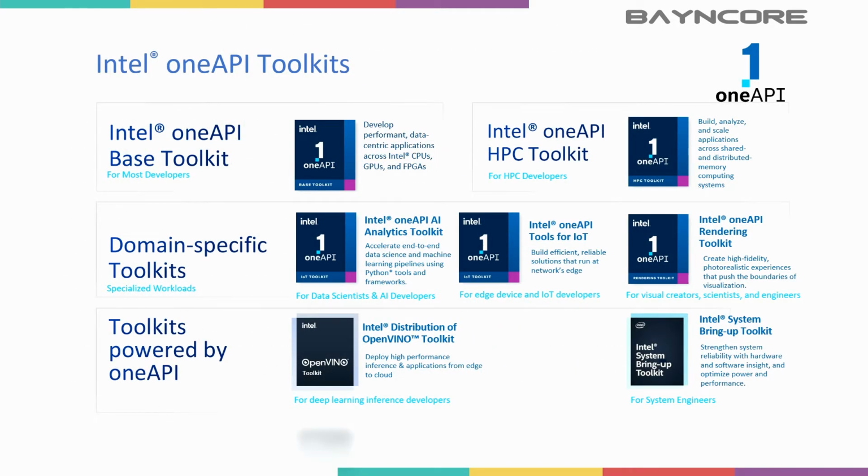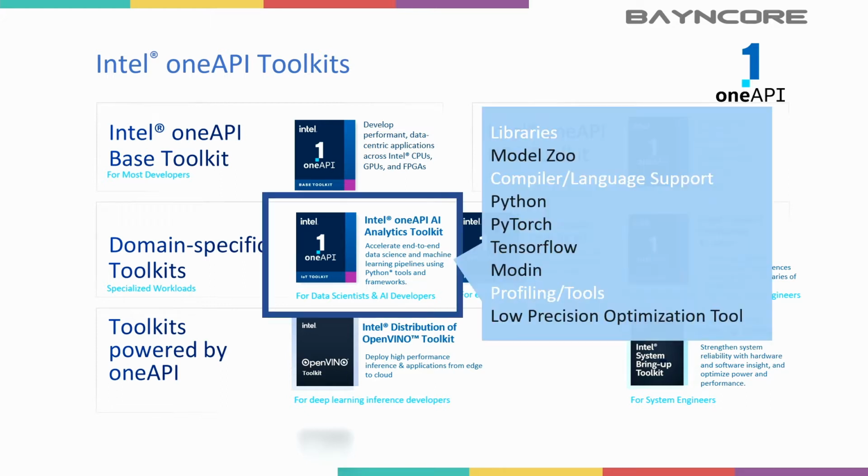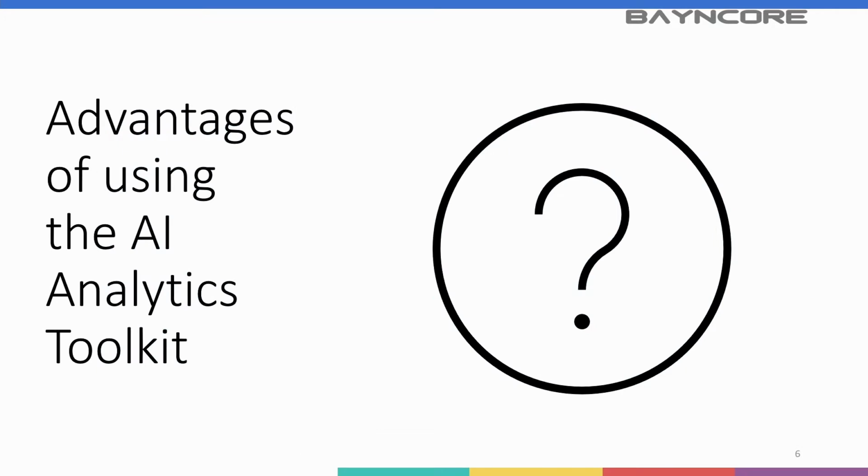You'll remember from our previous videos that there are 7 toolkits. And the toolkit we're looking at today, the AI Analytics Toolkit, is designed for data scientists and AI developers. Those of you who are data scientists might be asking yourself the question, why should I use the AI Toolkit? What's the advantage? There are 4 things that spring to mind.